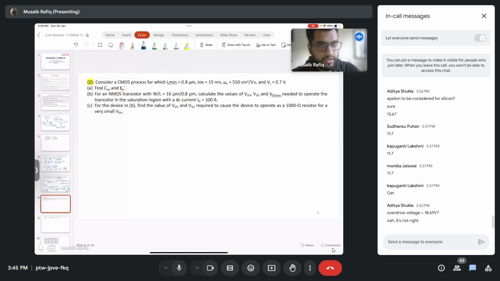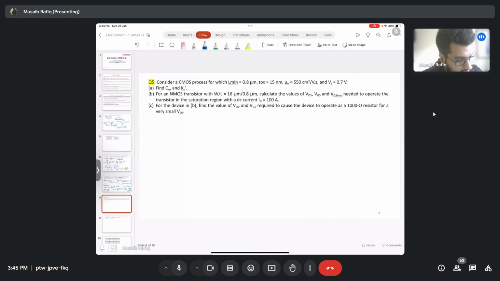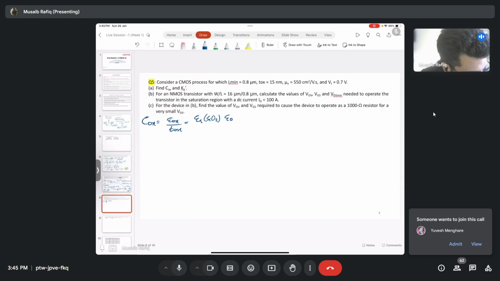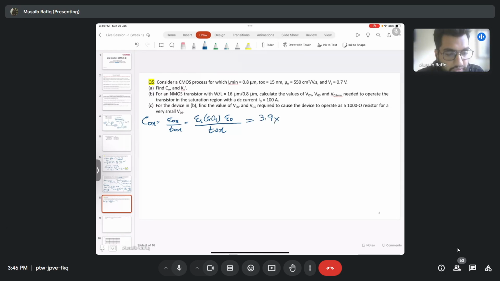So let me show the solution. First of all, we need to find the oxide capacitance and the Kn bar, the process transconductance. So your Cox is simply equal to epsilon ox by Tox, and epsilon ox is equal to epsilon R of SiO2 times epsilon naught, the permittivity of free space, divided by Tox. As I already said, epsilon R for silicon dioxide is 3.9, and the permittivity of free space.